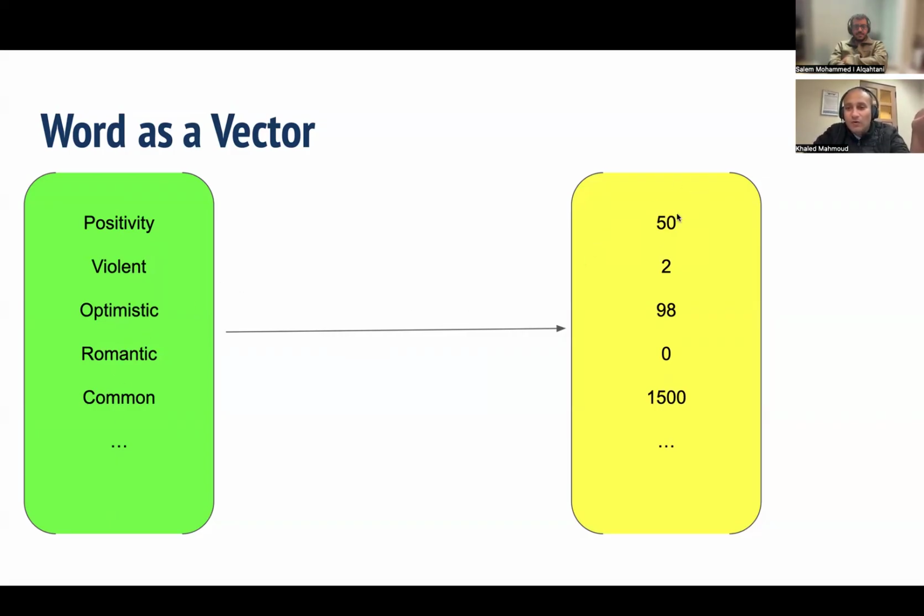The higher the value, for example in the first element, the more positive that word is. So even for a specific word, we can make features and give scores to these features. This is the type of intuition about representing a word as a vector, and we will talk more about this in the next lecture and the next presentation.